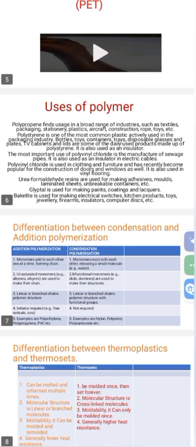Then you have urea formaldehyde resins. They are also polymer materials that we use for adhesives, molds, mugs and many things like that.